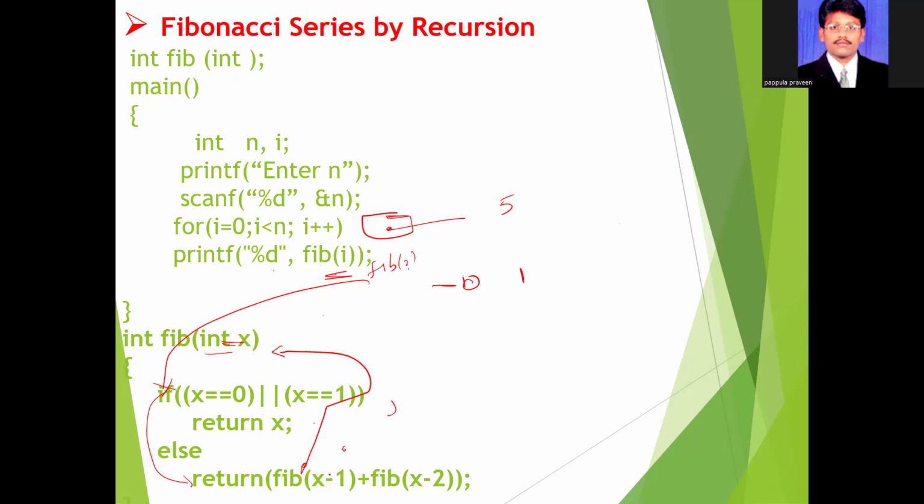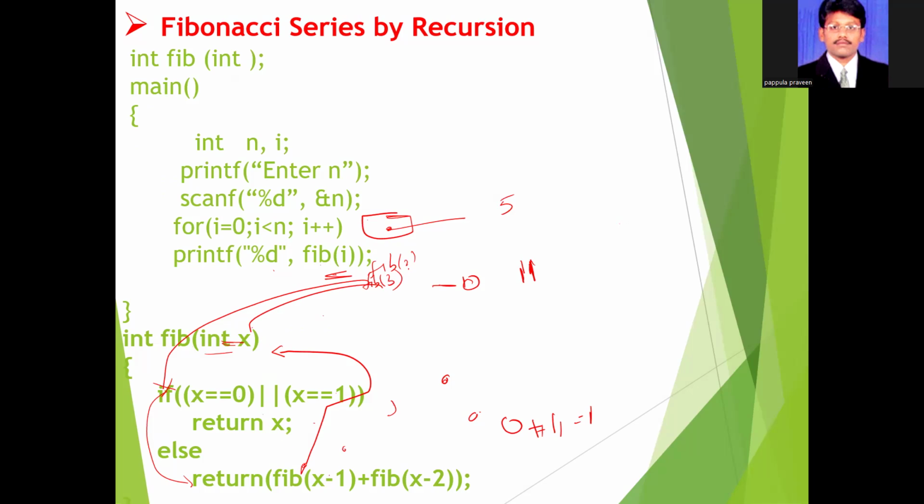Now return what is the value? Return value 1. And x minus 2. What is x minus 2? x value equal to 2. 2 minus 2, 0. That return is now 0 plus 1, 1. Return 1. Right. Now the i value is incremented by 1, i is equal to x equal to 3.